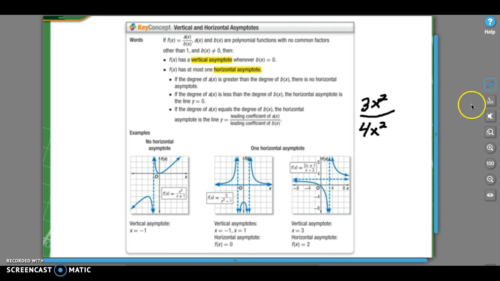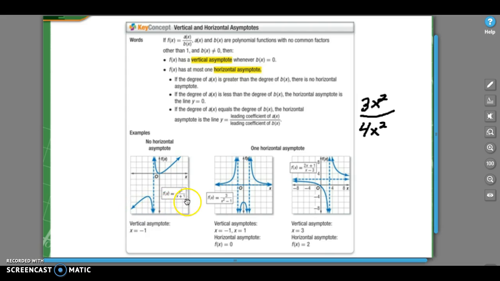So here you can see pictures of each of these three scenarios. The first scenario is where there is no horizontal asymptote, and you can see that on this piece of the function, there's no value that the graph approaches horizontally. And over on this piece, there's no value it approaches because it keeps going up to infinity and up to infinity, down to negative infinity, down to negative infinity. There's no actual numerical value that it approaches.